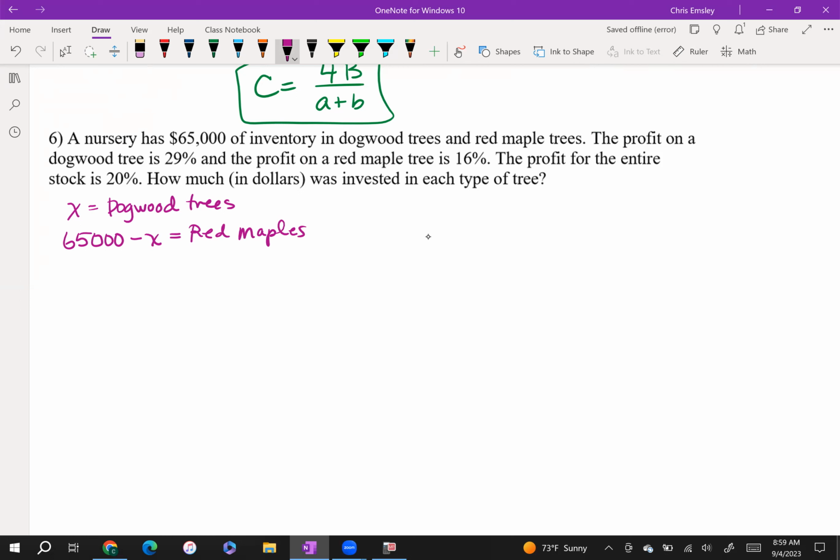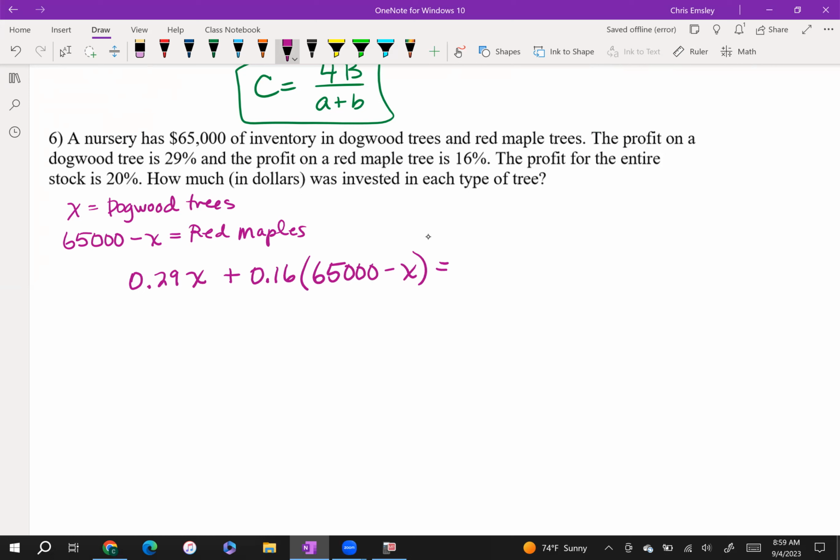Then I'm going to use those two expressions and the percentages given to us in this problem to set up our equation. So our equation is going to be based on the amount of profit we make from each type of tree. We get a 29% profit from our dogwood trees. So that would be 0.29 times X, the percent times the amount we have in those trees. Plus, we get another 16% from our maple trees. So 0.16 times the amount we have invested in maple trees.